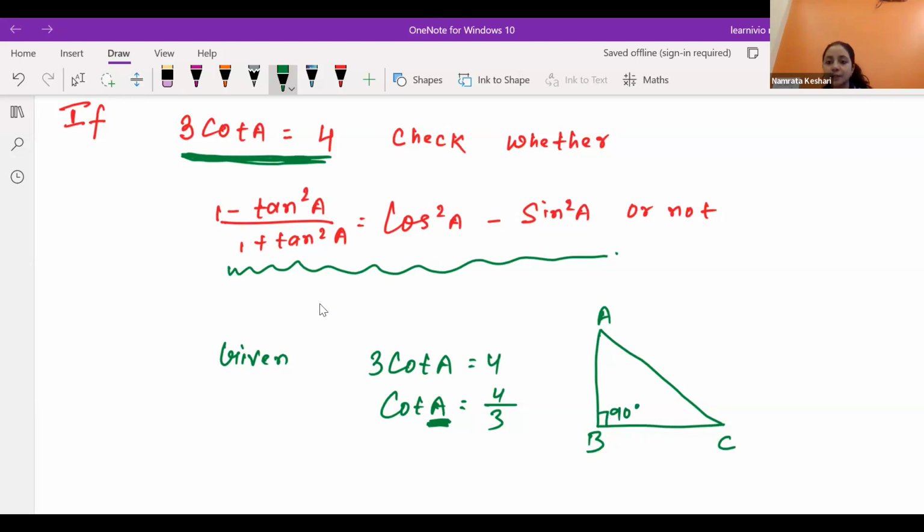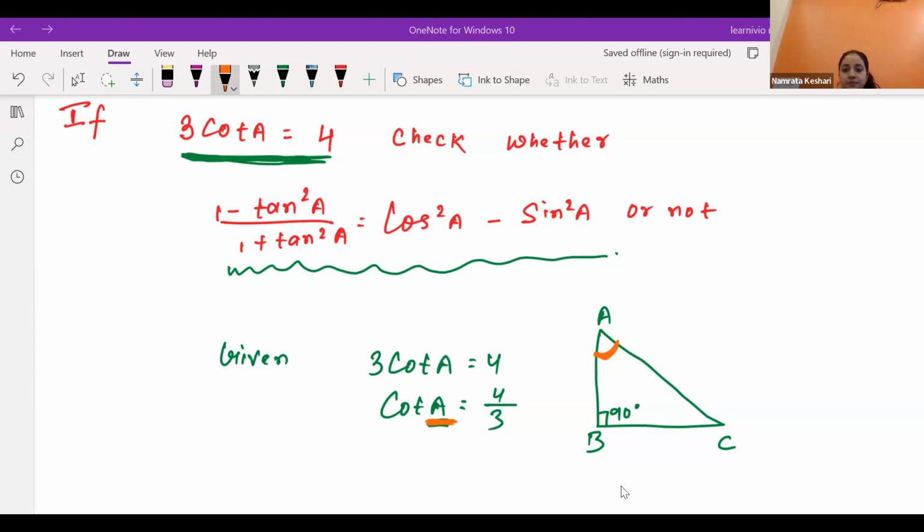It's completely fine. But we must focus on which angle? We must focus on angle A over here. According to this angle A only, we are going to decide which one is the opposite side and which one is the adjacent side with reference to angle A. Now who will say which one is the opposite side and which one is the adjacent side with reference to angle A?